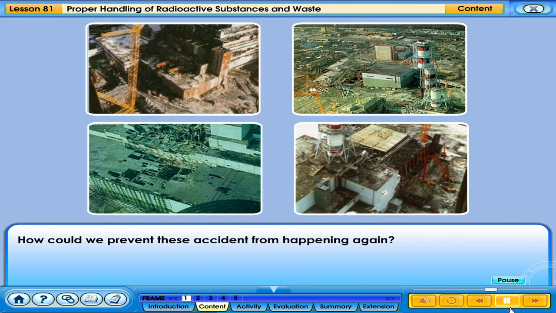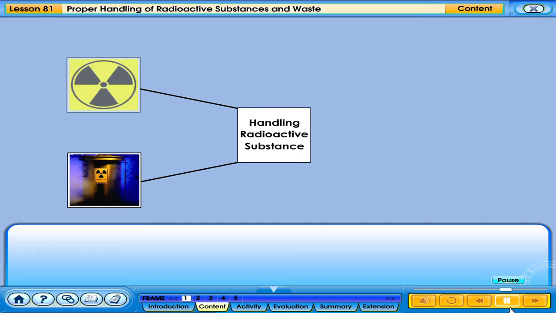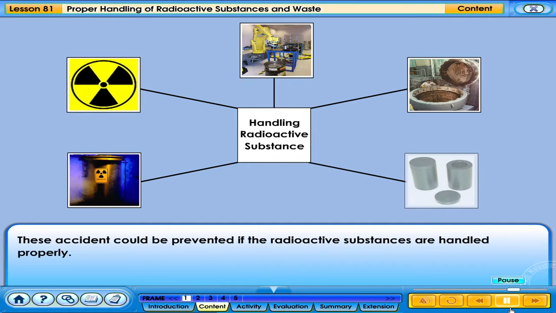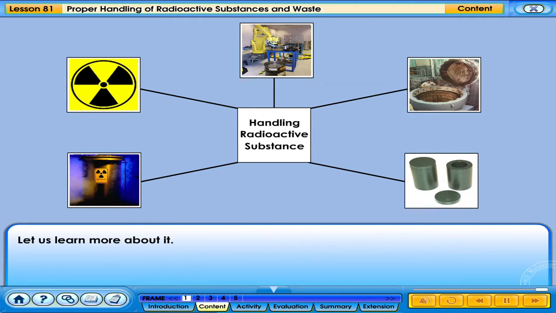How could we prevent this accident from happening again? This accident could be prevented if the radioactive substances are handled properly. Let us learn more about it.